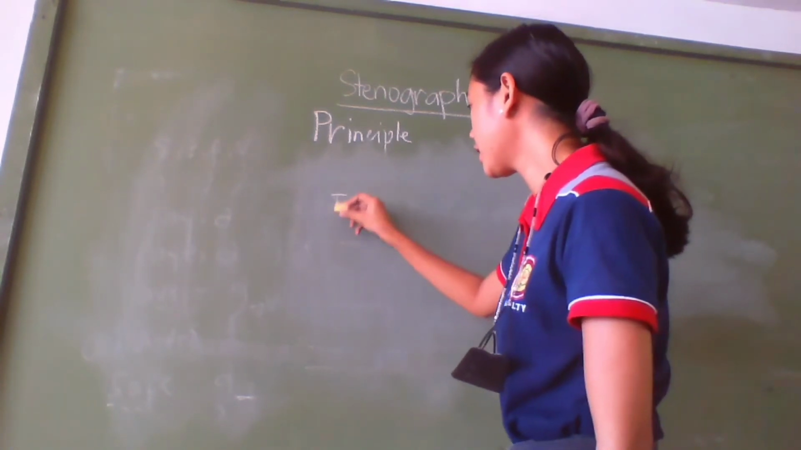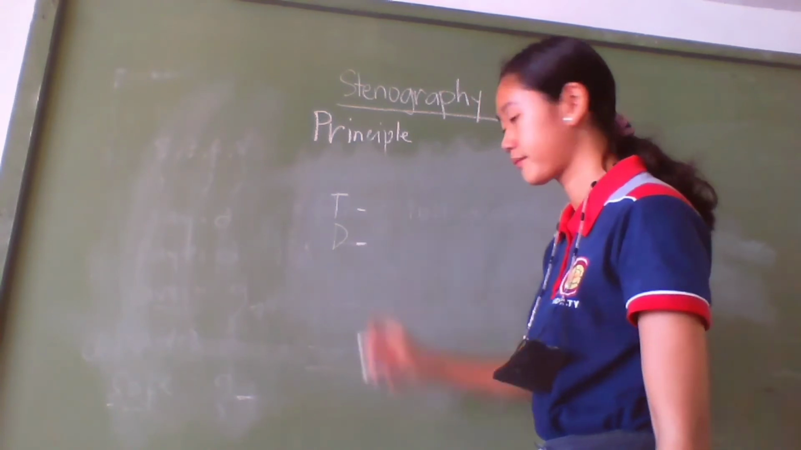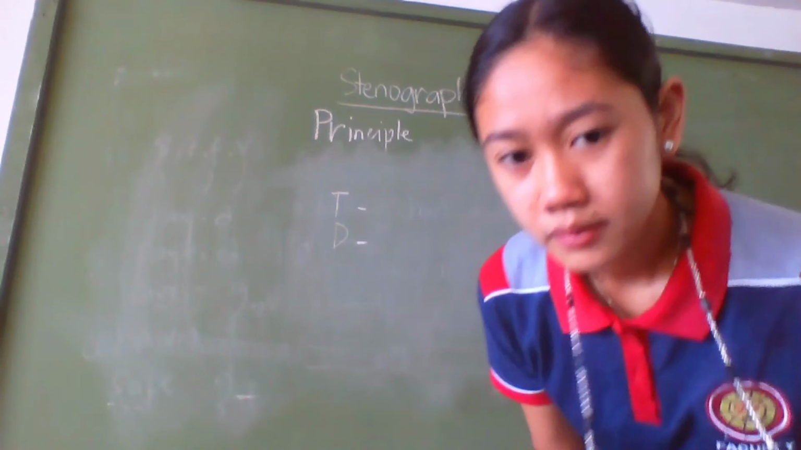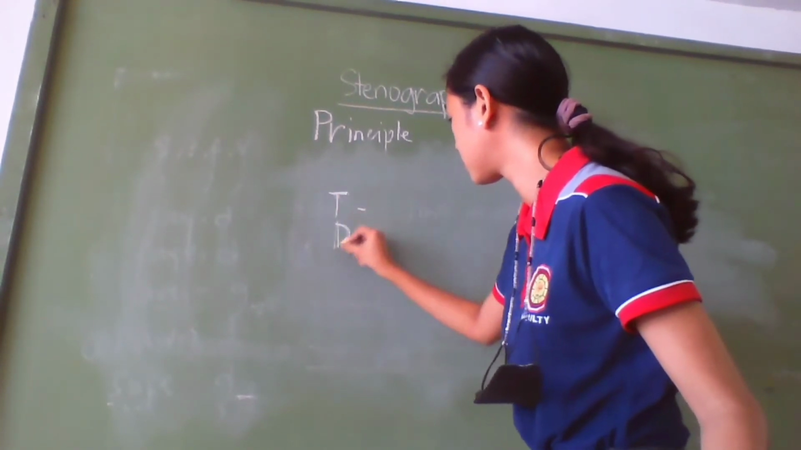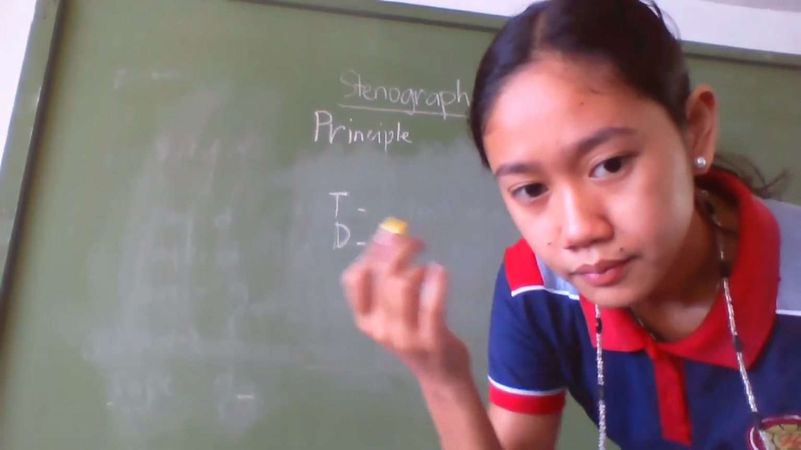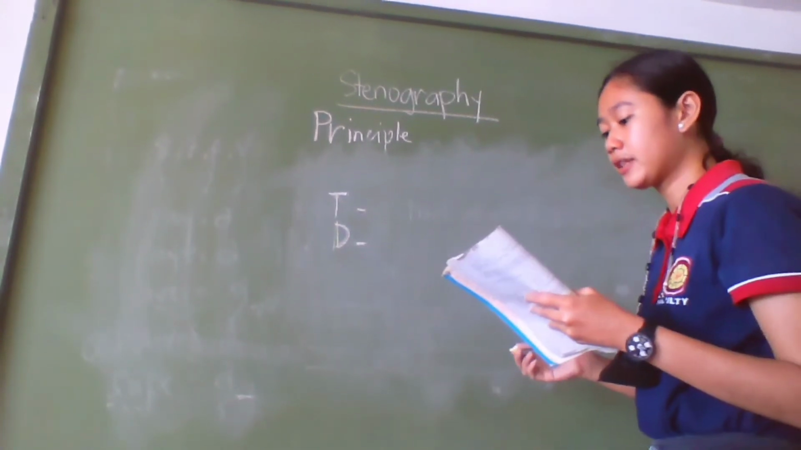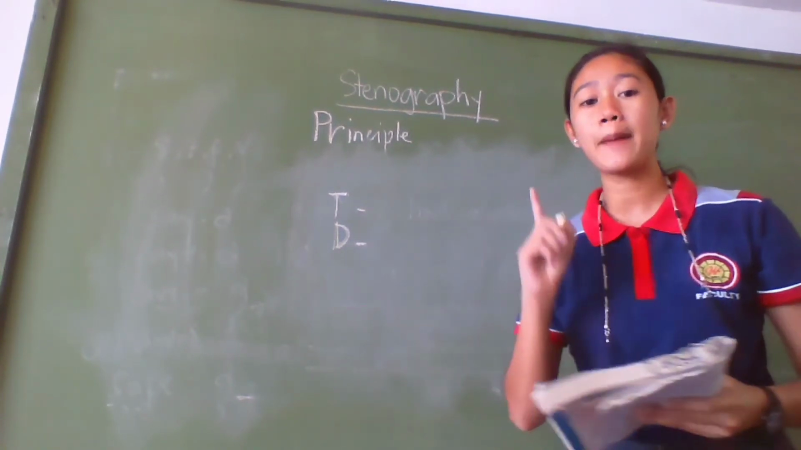Letter T and D. Can you still see? Okay. So, T and D. The shorthand stroke for T is a short upward.